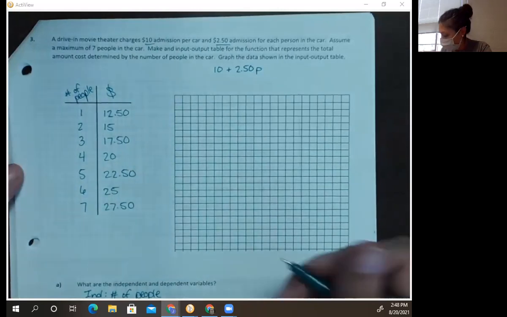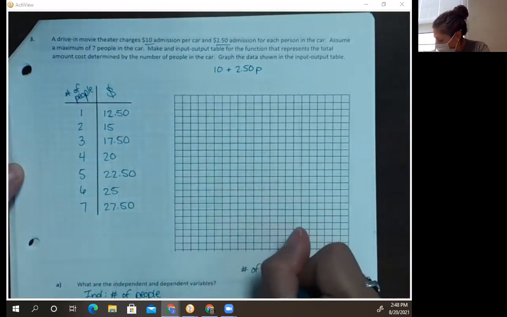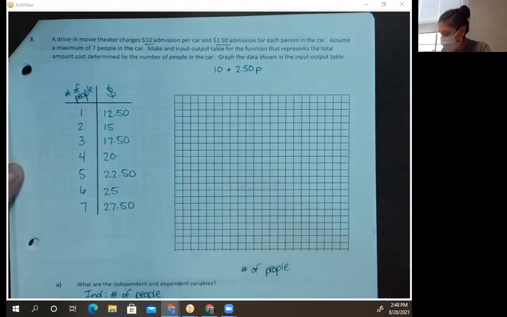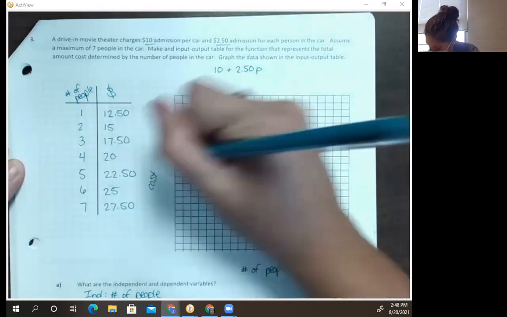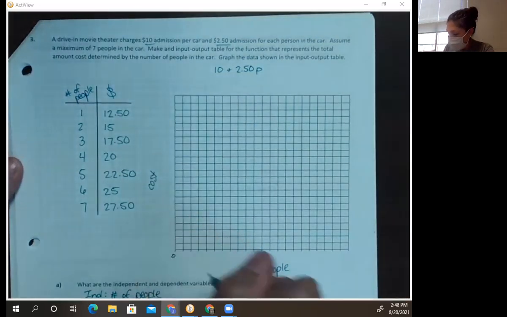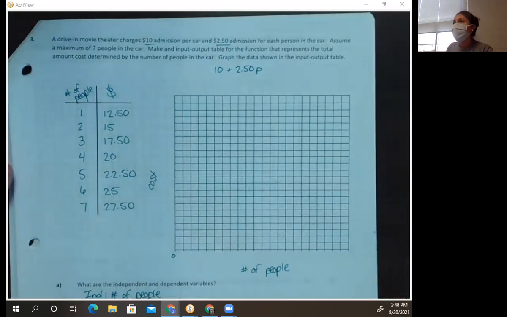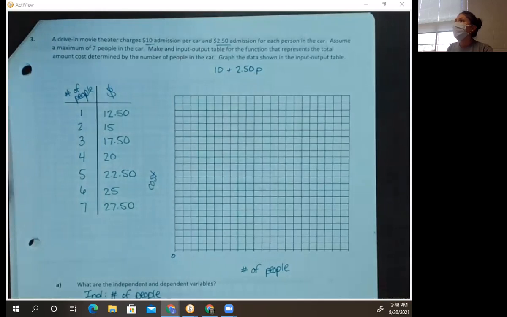Now let's graph. So we know that number of people is our X, since that's our independent variable. And then cost is our Y, since that's our dependent variable. We talked about this briefly yesterday, but I want to try and label my axes so that my points on my graph are spread reasonably, not a bunch of stuff way off the graph, not super crammed together.